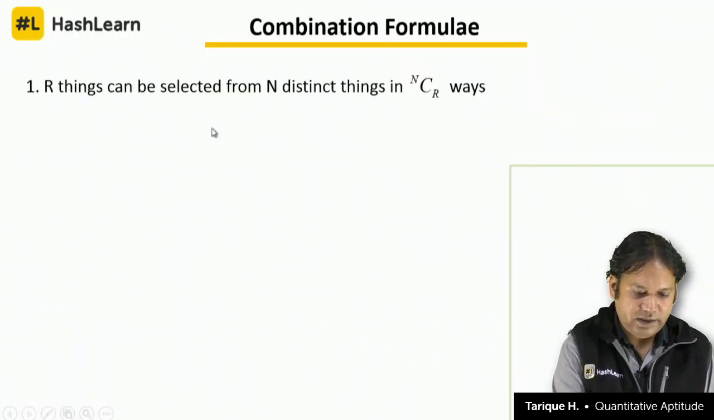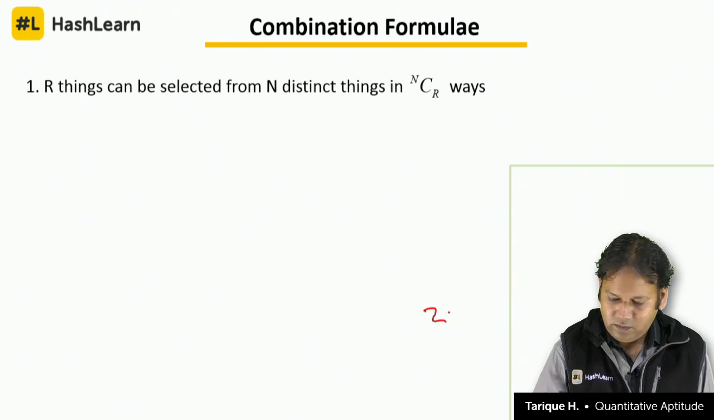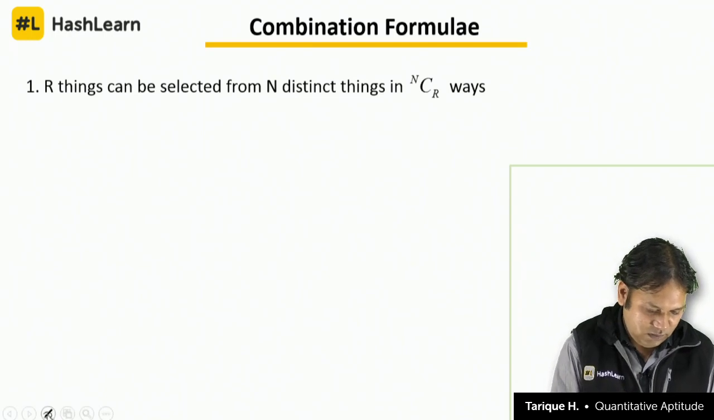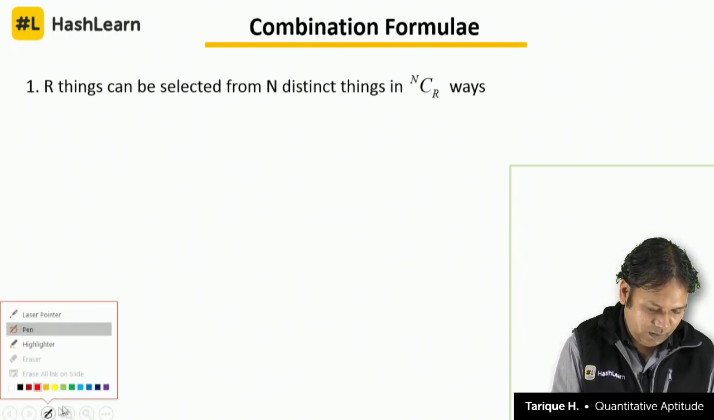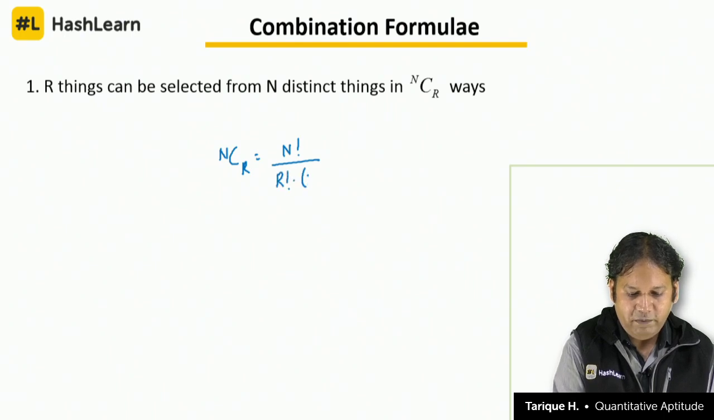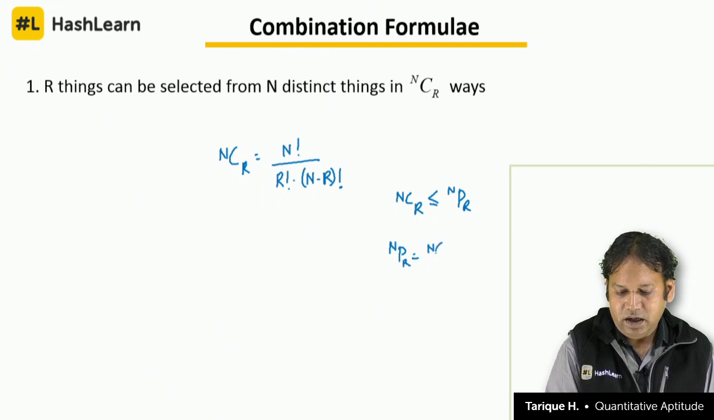So we have seen earlier what this NCR formula stands for. NCR is equal to n factorial by r factorial into n minus r factorial. Also we have understood that NCR will always be less than or equal to NPR, and that NPR is equal to NCR into r factorial. Okay, these are the main three things we have seen.